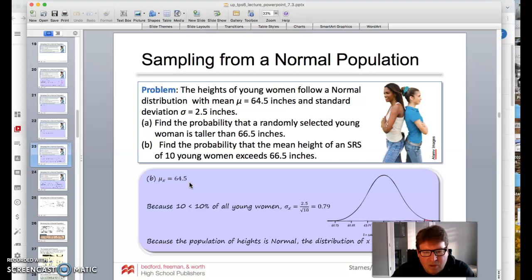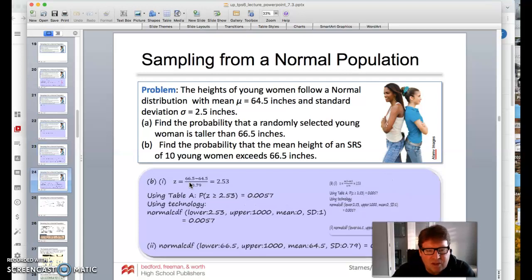And we also know that 10 is certainly less than 10% of all young women, so that condition's met. So let's go in. We have our actual 66.5 minus the mean, but this time our standard deviation of our sampling distribution is going to be 0.79. That gives us a z-score of 2.53.